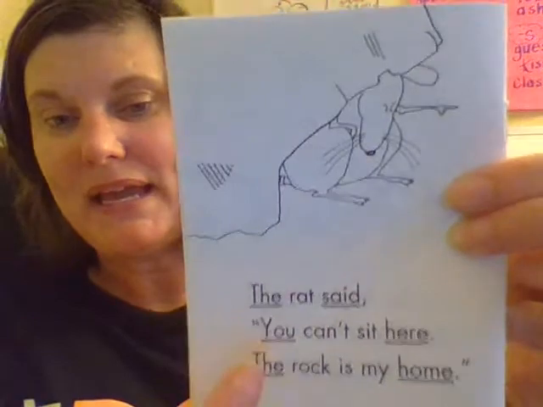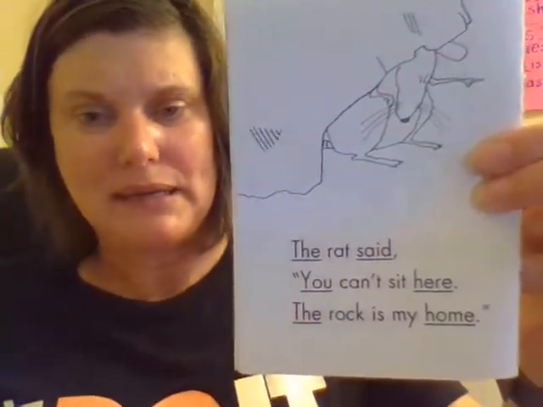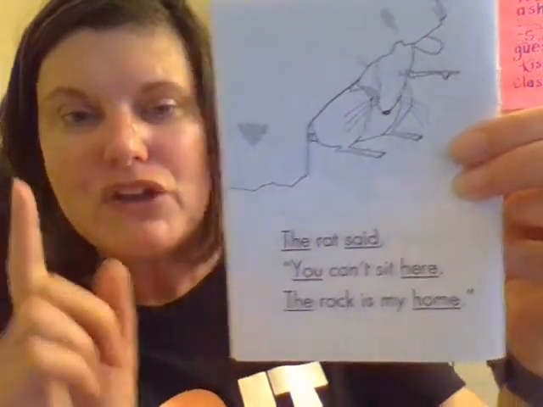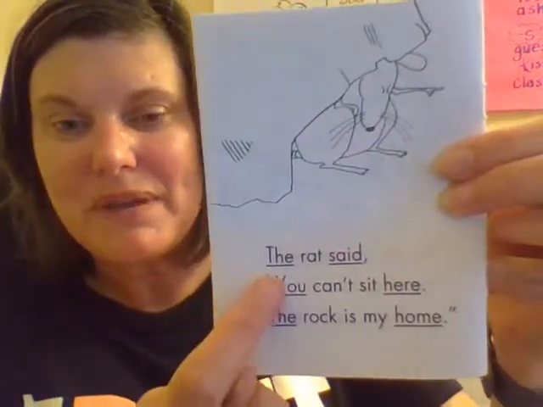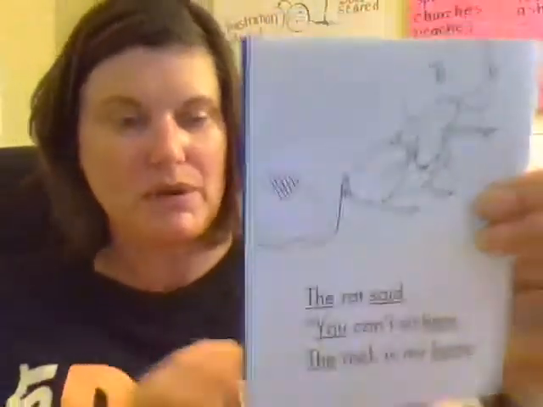So on this page, the rat is speaking. His speaking words are, "You can't sit here. The rock is my home." So we know someone's speaking because of the quotation marks. Some people call them talking marks.